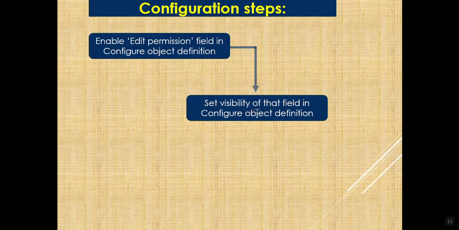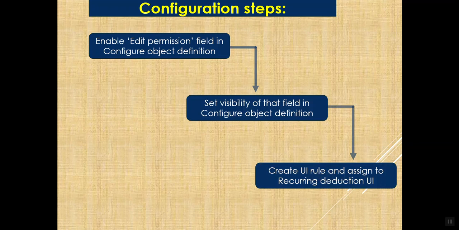First step is to enable the edit permission field in the Configure Object Definition. Second step is to set the visibility of that field in Configure Object Definition as read only. You can set it as edit as well, but it is not required. If you set the visibility as read only via Configure Object Definition, that is sufficient. And now the final step is we need to create one UI business rule and assign it to the recurring deduction portlet to control the visibility of those fields based on the edit permission field.